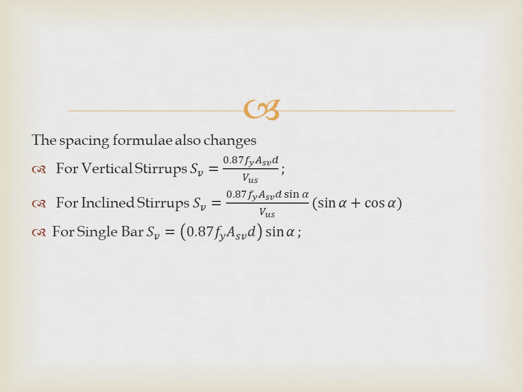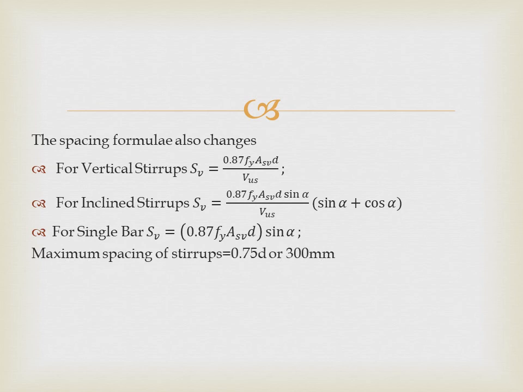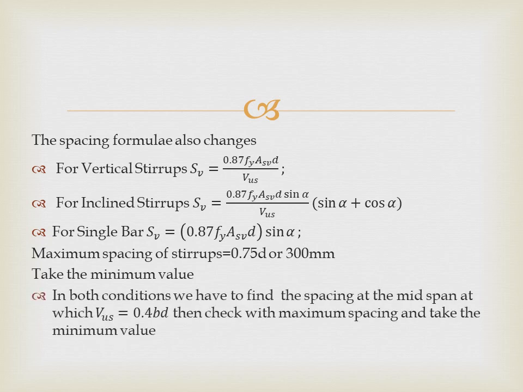And rarely for single bars it has been asked: SV is equal to 0.87 Fy ASV D into sin alpha by VUS. You don't have to worry about memorizing the formula, it's given in the code. Usually vertical stirrups are asked throughout when we are providing additional shear reinforcement. After we find the spacing, we round it to multiples of 10. Then we find the maximum spacing of stirrups, which is 0.75D or 300 mm. Then we take the minimum value.